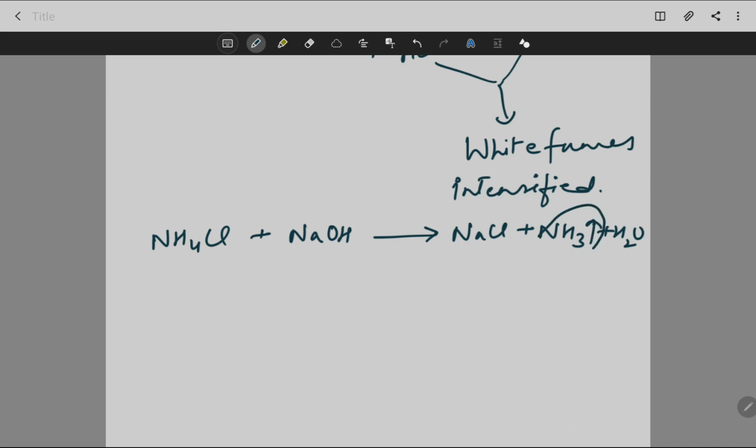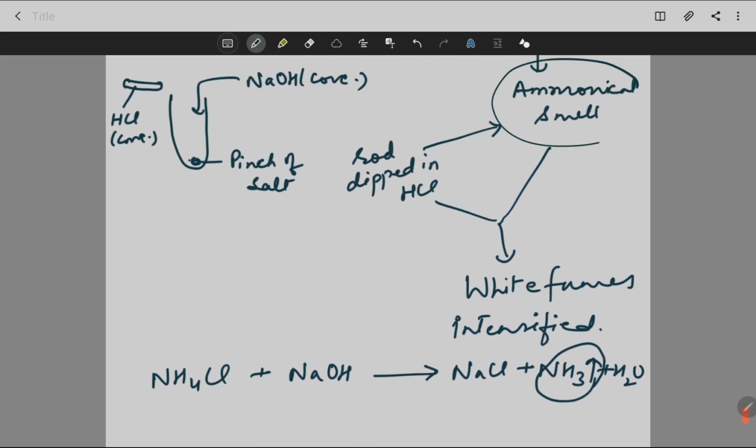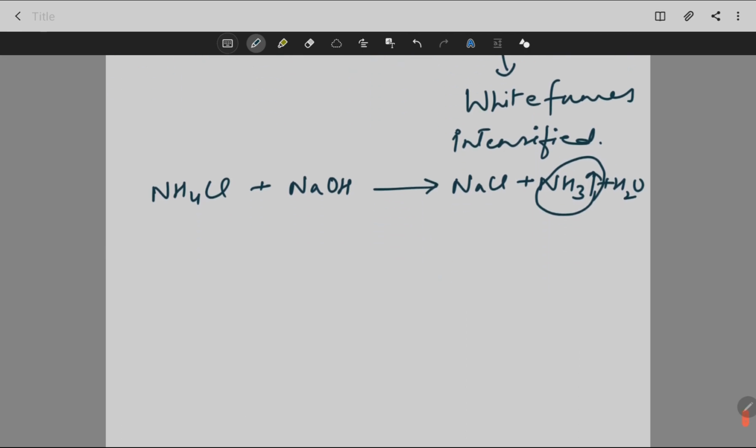So because of the evolution of ammonia gas, we are expecting the ammonical smell to be there. Now when this ammonia gas comes in contact with the HCl, it results in the formation of ammonium chloride, and that is why white fumes intensified.